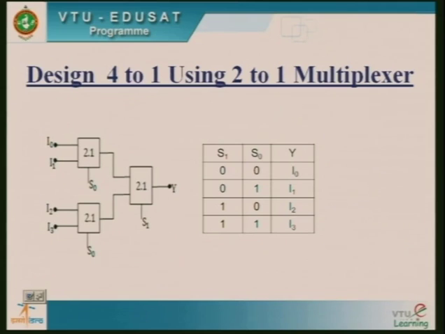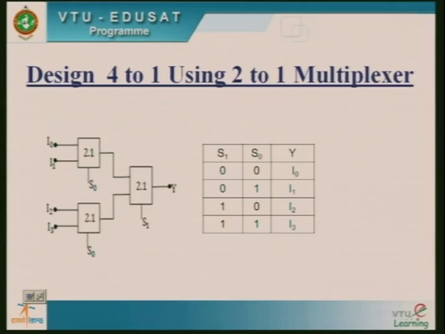Suppose you have 2:1 mux and you have to build 4:1 mux. So how you are going to design? So let me start with designing 4:1 mux using 2:1 mux. As we know, for 4:1 mux we require 4 input lines, 2 selection lines and 1 output line. But we have in 2:1 mux 2 input lines, 1 selection line and 1 output line. So now let us discuss how the designing is done.